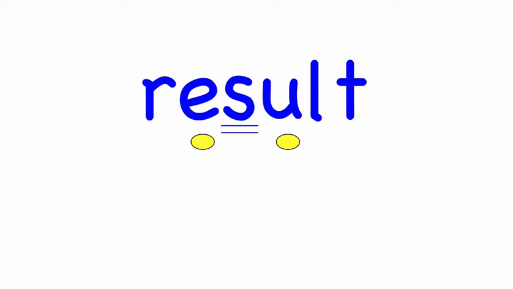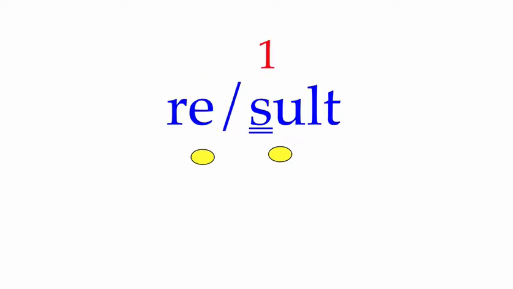Now we have 2 vowel sounds in this word, so that means we have a 2-syllable word. So the next step is we have to figure out where to divide the word into syllables. And we are going to apply Syllable Rule 1 to this word because we have one consonant between the 2 vowels. And Syllable Rule 1 says you divide after the first vowel and before the consonant.